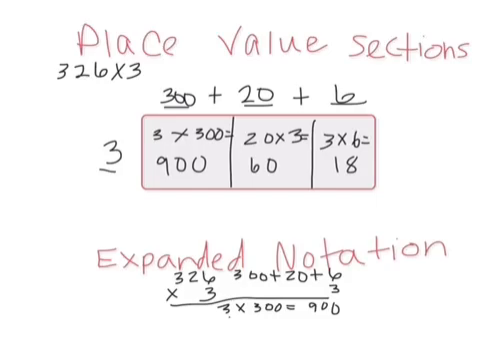3 times 20, which is equal to 60. And finally, 3 times 6, which is equal to 18. And then you'd finish by adding up all of our partial products. So it's the same thing as our place value sections, except we're not using our handy little area drawing. We're just writing down the work.